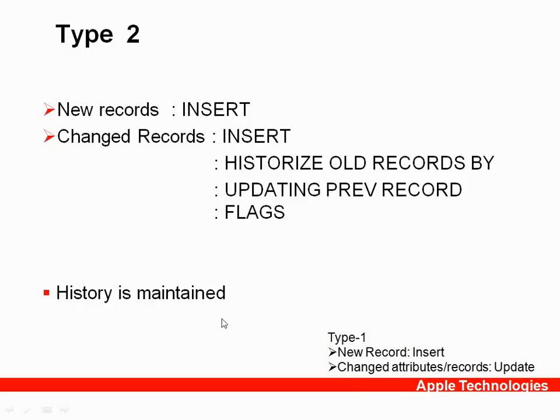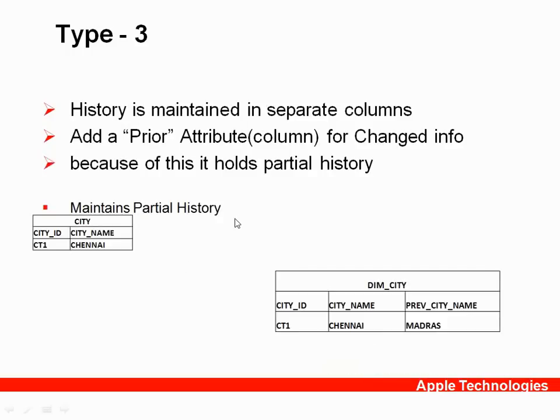Now there is another method called type 3. Type 3 is a partial history. It does it a different way. Generally you will commonly work on type 1 and 2. Type 3 is very rare, but for interview purposes we should remember it. So now let's get into detail about what type 1 is.